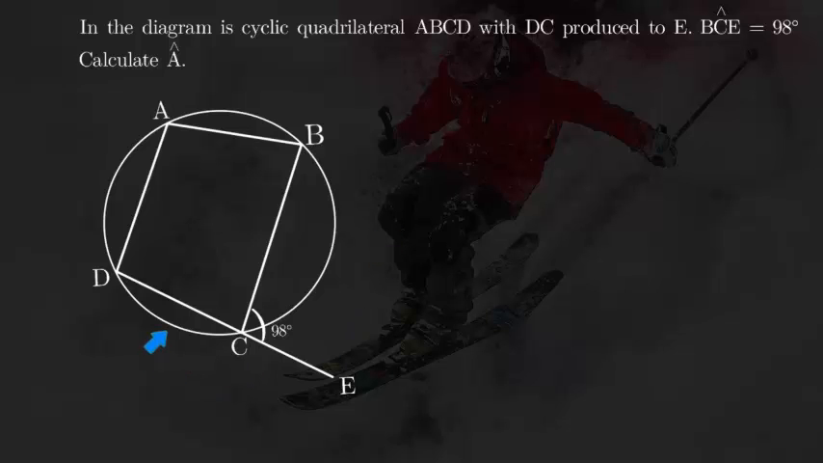Here we are given the following diagram, and let's go and see what it all means. In the diagram is cyclic quadrilateral ABCD with DC produced to E. Angle BCE is equal to 98 degrees and we want to calculate angle A.